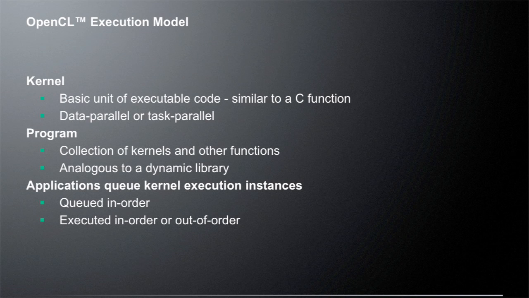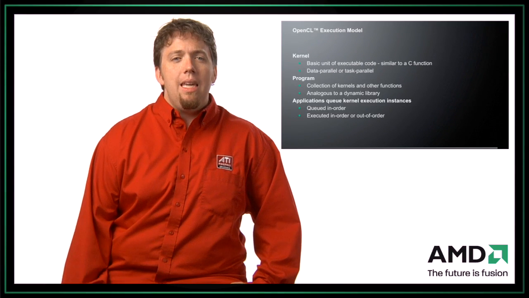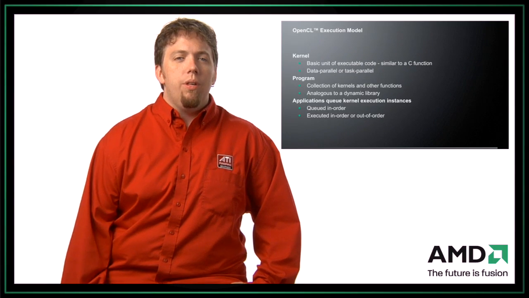So, the execution model. There are three basic components of OpenCL. The first is kernels. Kernels are the basic unit of executable code, very similar to a C function. They can be data parallel or task parallel, but the key thing is that they're parallel, and we're using OpenCL to exploit parallelism.